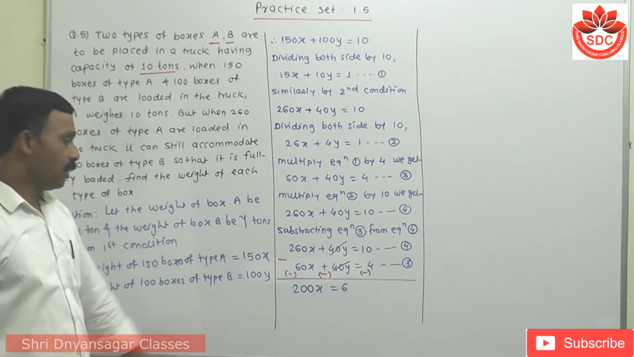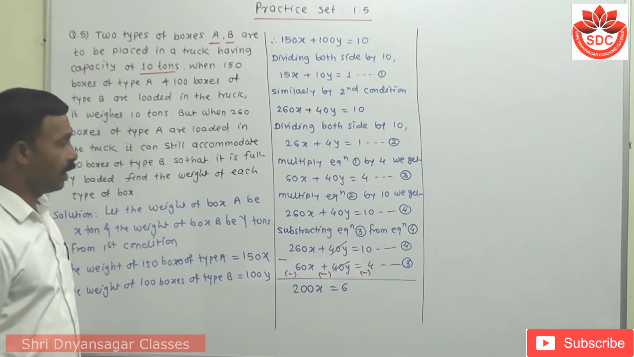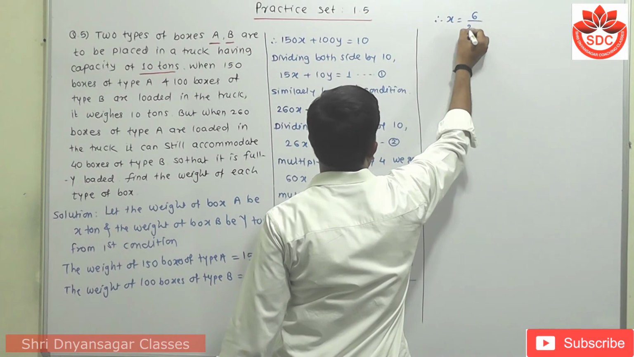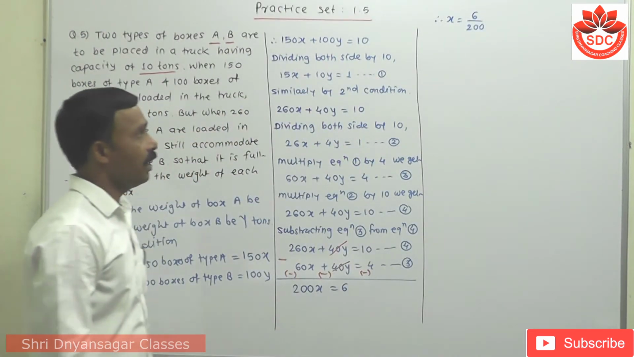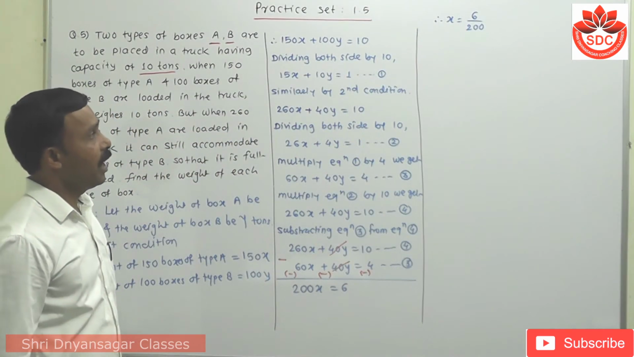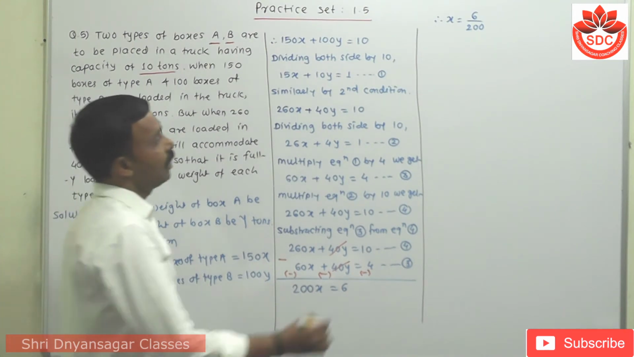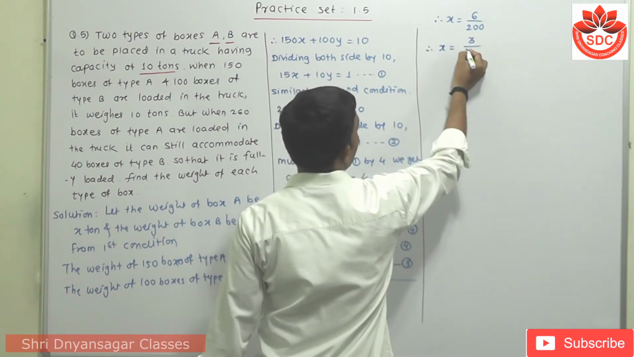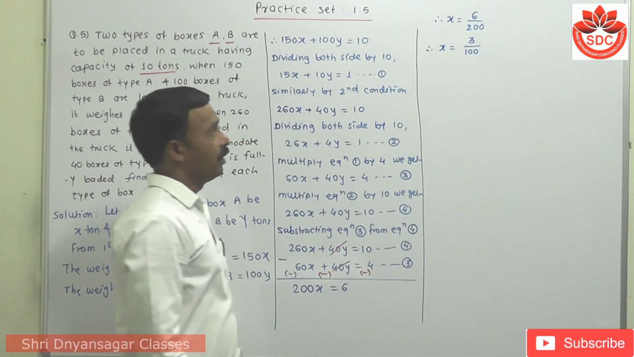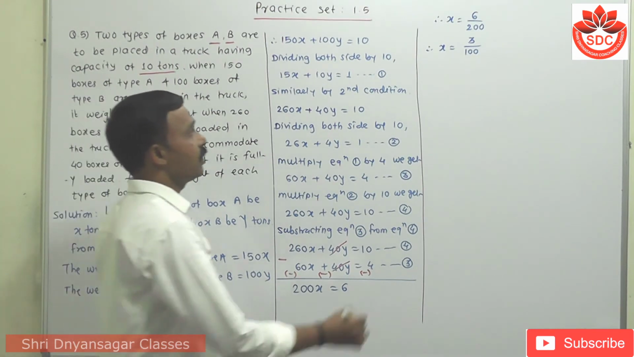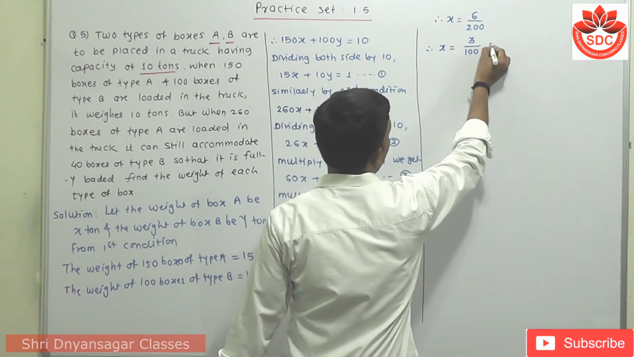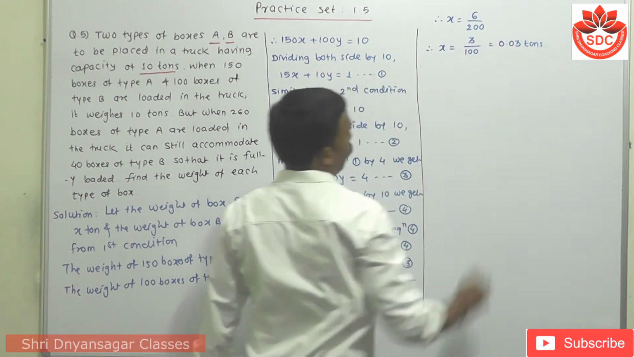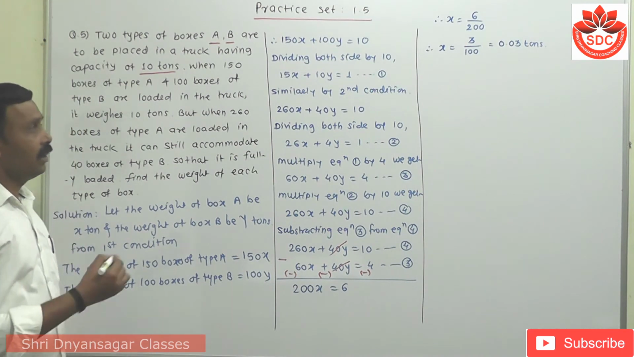Then we have to divide this 6 by this 200, so that the value of x is equals to 6 upon 200. We can simplify by dividing by 2, so that we write here, therefore x is equals to 2 3s are 6 upon 100. Therefore the value of x is equals to 3 upon 100. That is, we also write here 0.03 tons.